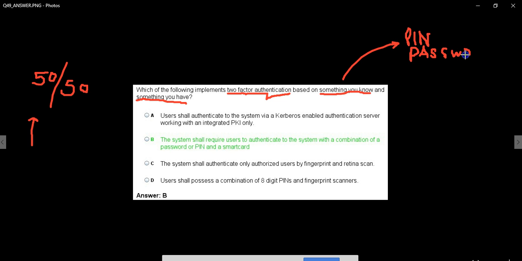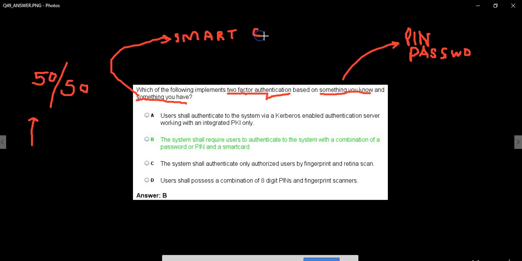Sorry for my second grade handwriting here, but that's the way it's going to work. So PIN or password. All right, what about something you have? What's that? Fingerprint. Okay, no, fingerprint's something you are, right? Okay, so something you have is going to be like a smart card or maybe an RSA token. I don't know if you guys have seen one of those before.